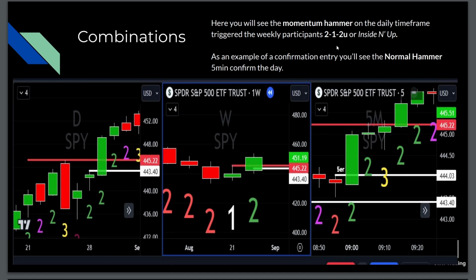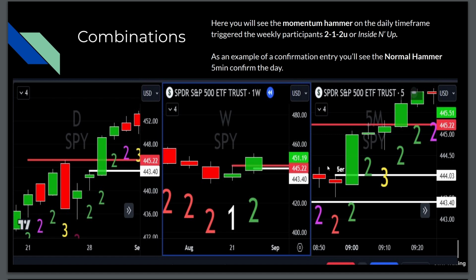So here, in this example, you will see a momentum hammer on the daily time frame, telling us we should be looking at that today, since actionable signals tell us we can expect price movement. And then the weekly participants, 2-1-2, are set up, actionable as well, so we can use that to trigger the week. And then on the lower time frames, such as the 5-minute, we get a normal 5-minute hammer, which confirms the day. And then we are followed up with a 5-minute Momo hammer, which confirms the week and day.